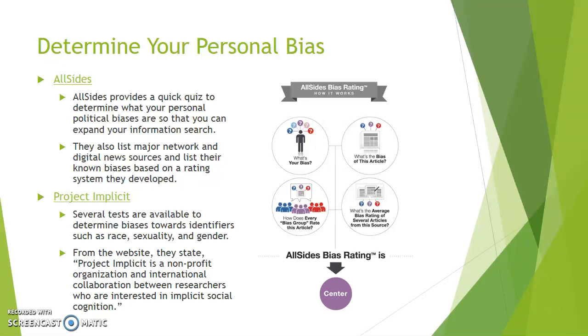Allsides.com provides a quiz which quickly tests your preferences and discloses which partisan news sources you may be biased towards. They also provide a list of major network and digital news sources, listing their known biases using a scale they developed which takes into account a public rating system and the known biases of those ratings. Project Implicit is a project developed through Harvard which tests for multiple types of bias, prejudice, and tendencies towards discrimination.